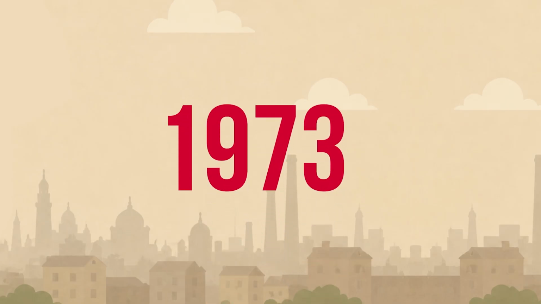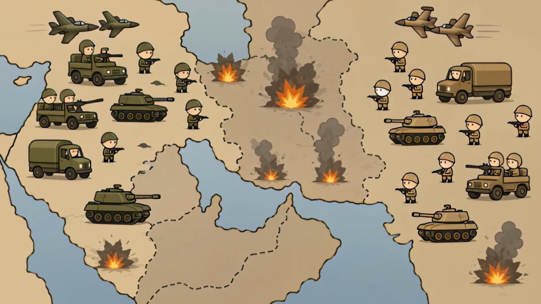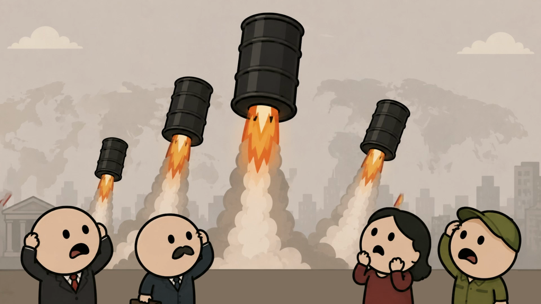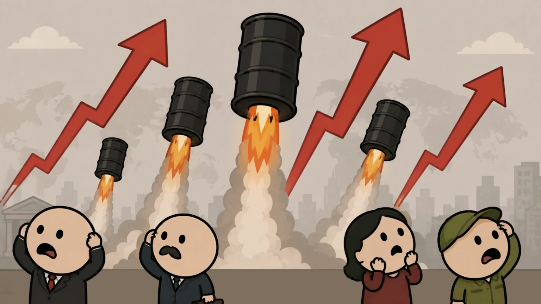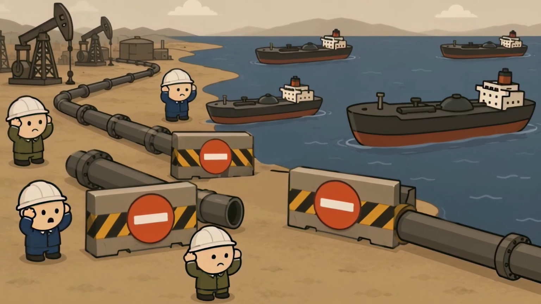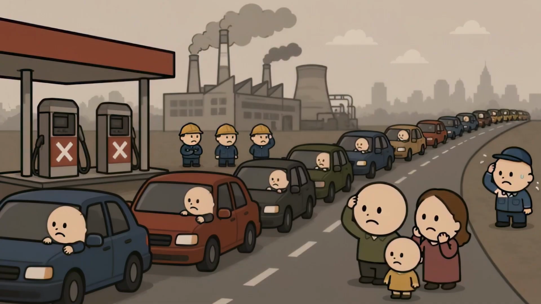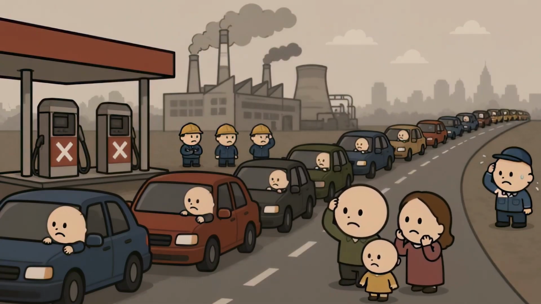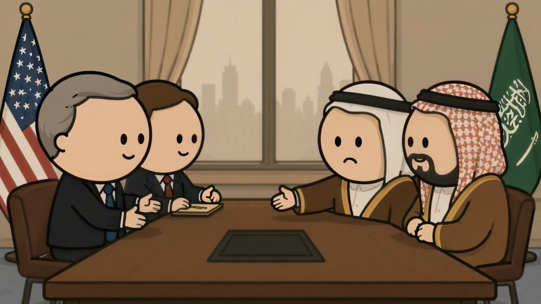In 1973, a new crisis shook the world. The Arab-Israeli War triggered an oil embargo, sending energy prices soaring and pushing many economies into turmoil. Suddenly, the United States and its allies were forced to confront a difficult reality. Modern economies ran on oil, and much of that oil came from the Middle East.